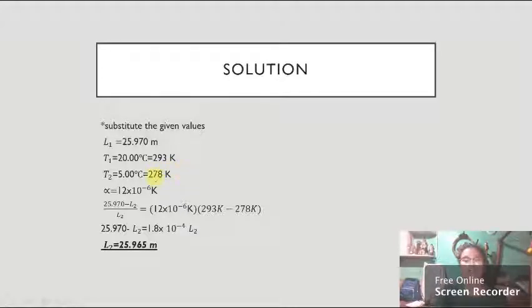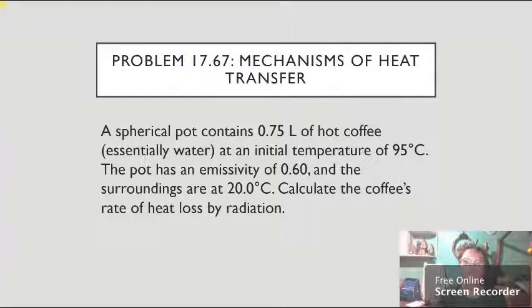Kelvin. And then for the coefficient of linear expansion of the steel tape, we have 12 times 10 raised to negative 6. So after that, we're just going to plug in all the values that we have, and then we're going to get an answer of 25.965 meters.